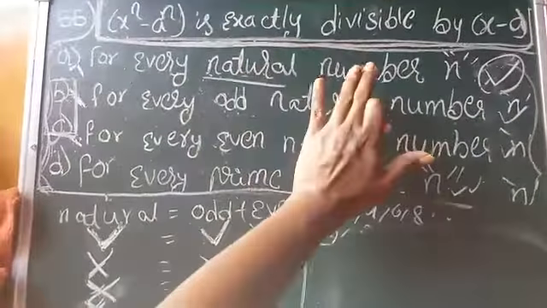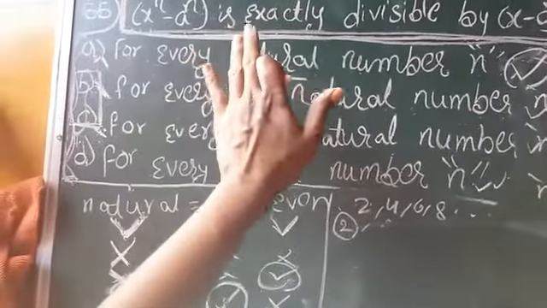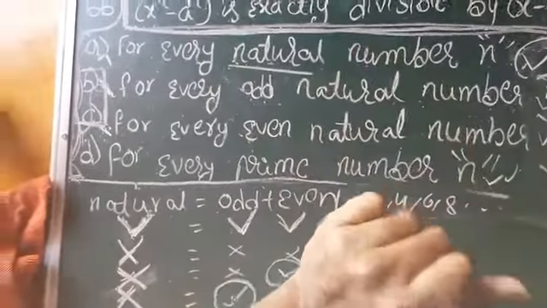I hope you understood how the first option is satisfied for this given statement, x power n minus a power n is exactly divisible by x minus a.